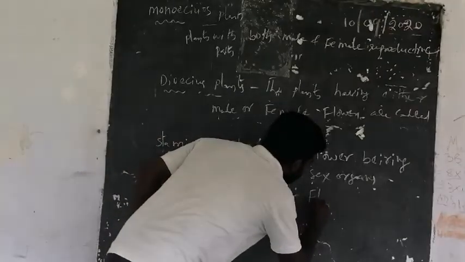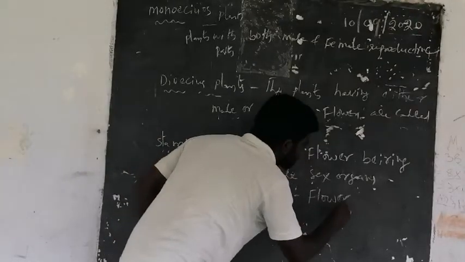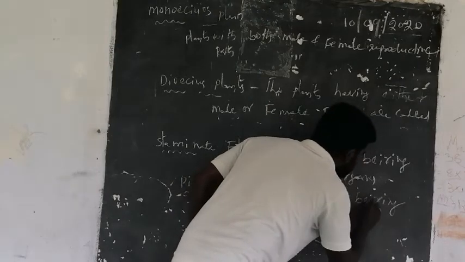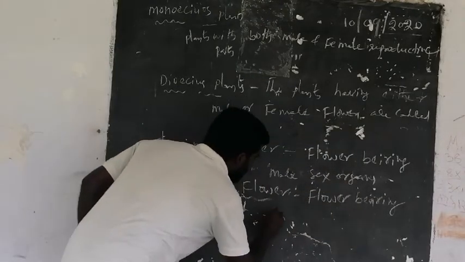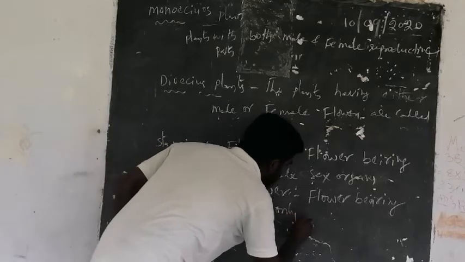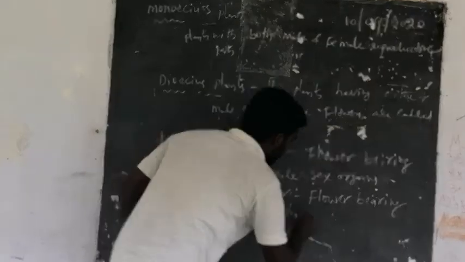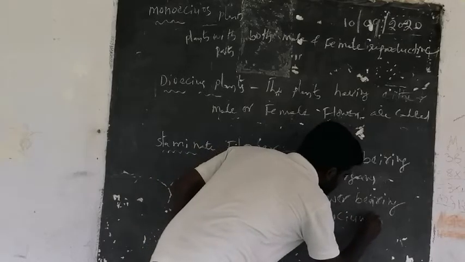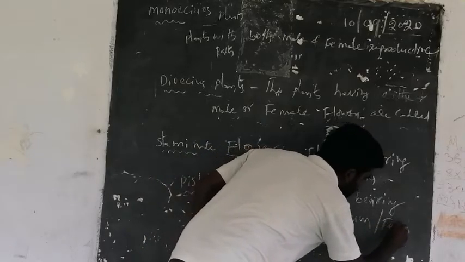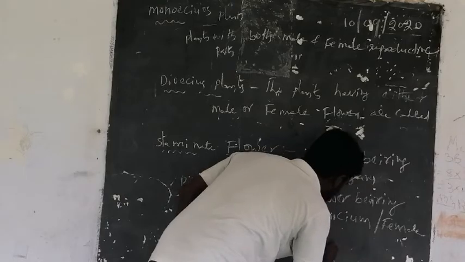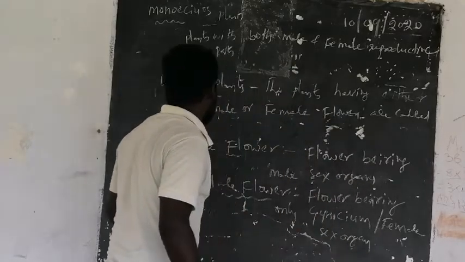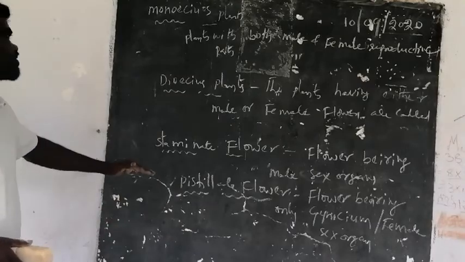The flower bearing only gynoecium, nothing but the female sex organ. That flower is called the pistillate flower, and the male one the staminate flower.